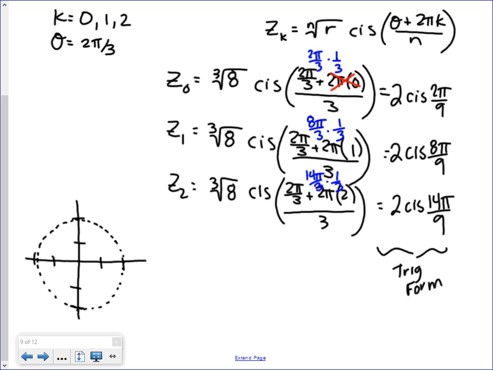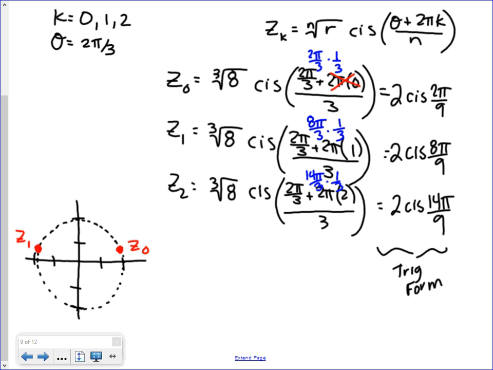And then the angle, the argument, 2 pi over 9, 8 pi over 9, 14 pi over 9, that just tells me where my point actually is. So think about 2 pi over 9, that's somewhere in the first quadrant, right? So here is maybe 2 pi over 9, this is going to be my z sub 0. 8 pi over 9 is just a little bit less than 1 pi. So it's probably somewhere in my second quadrant. There's z sub 1.